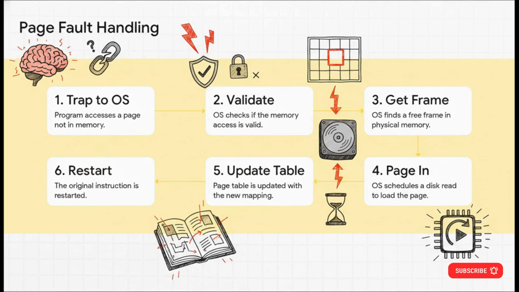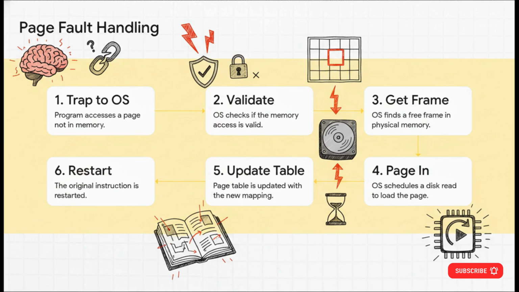So, what happens when a program needs a page that isn't currently in RAM? It triggers something called a page fault. Now, the word fault sounds like a bad thing, like an error, but it's actually a completely normal signal for the OS to jump in and do its job. First, the hardware detects that the memory location isn't available and it traps to the OS, which is just a fancy way of saying it pauses the program and hands control over.